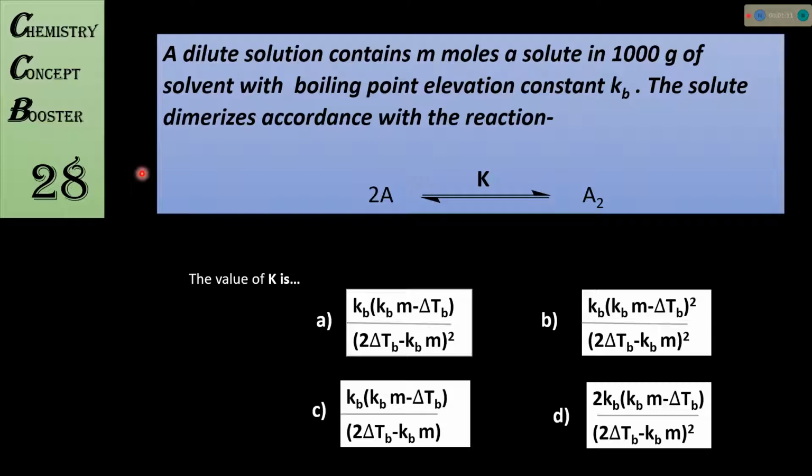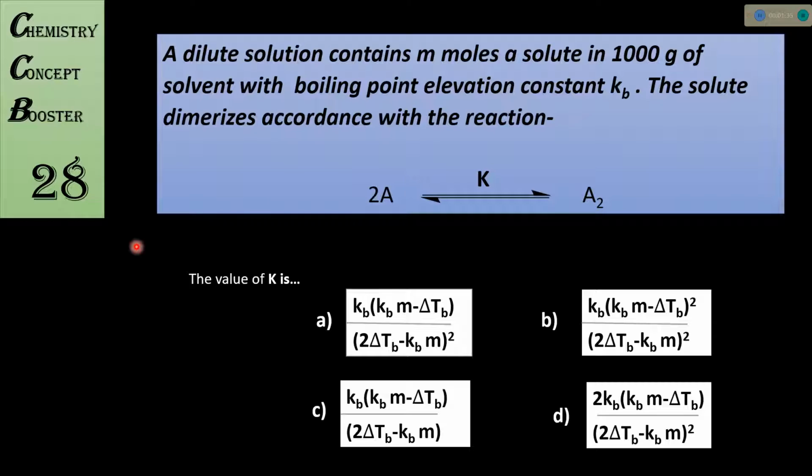A dilute solution contains m moles of a solute in 1000 gram of solvent with a boiling point elevation constant Kb. The solute dimerizes in accordance with the reaction 2A → A2. K is the equilibrium constant for this reaction. We have to find the value of K.